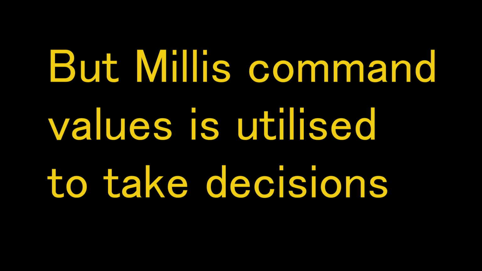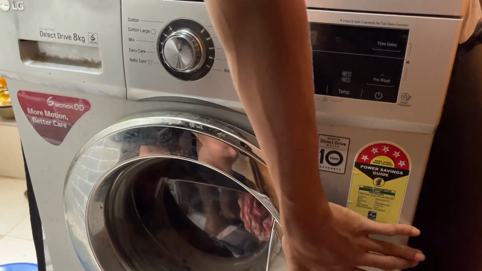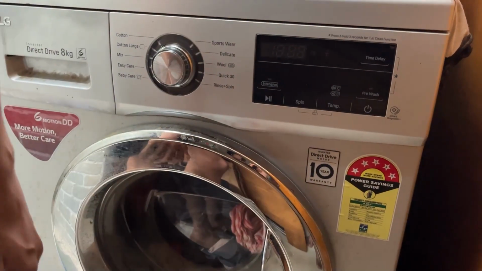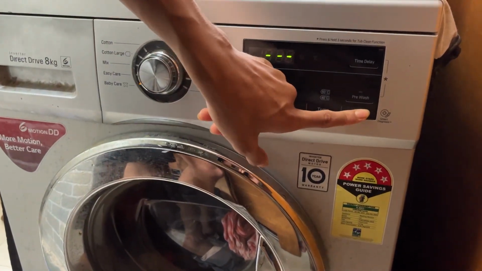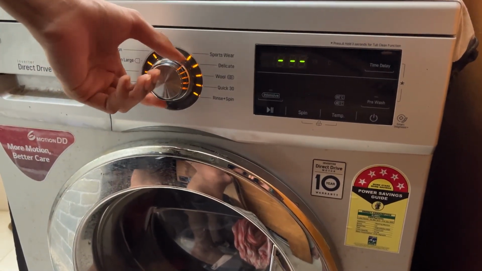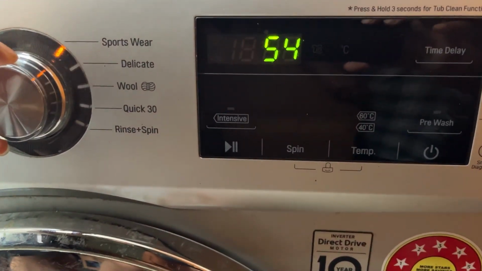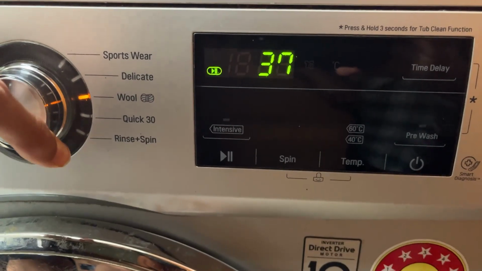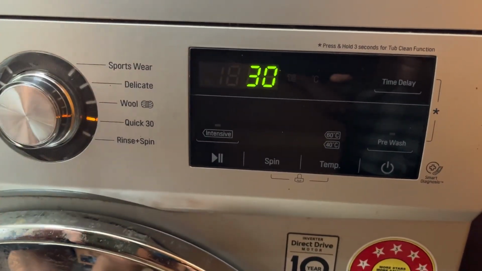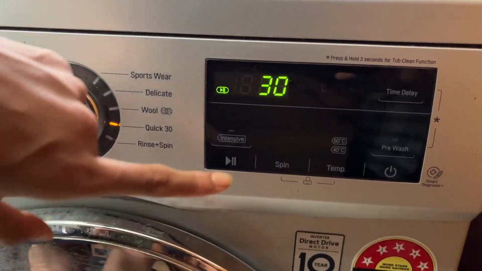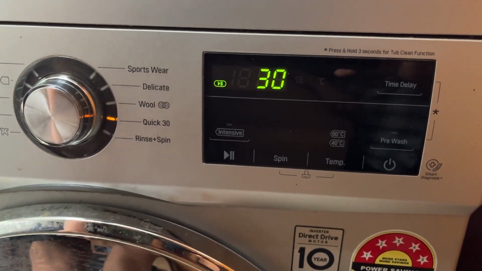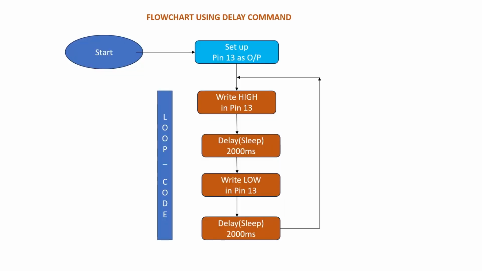Let's see an example. Suppose I put my clothes in the washing machine and set a timer for 30 minutes. Do I wait in front of this washing machine till the task is completed? Obviously no, because I will be doing some other work during that time. The Millis command is exactly the same.